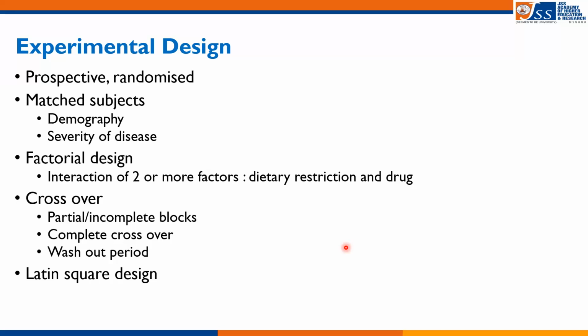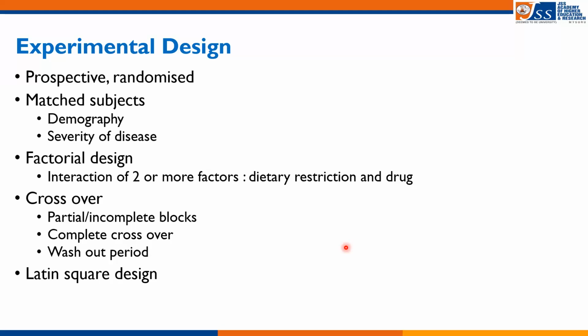The factorial design is where you use 2 or more factors as a part of your randomization technique. The term crossover is a very important aspect in clinical trials, where 2 treatments are given, where one treatment is placebo and the second treatment is test.